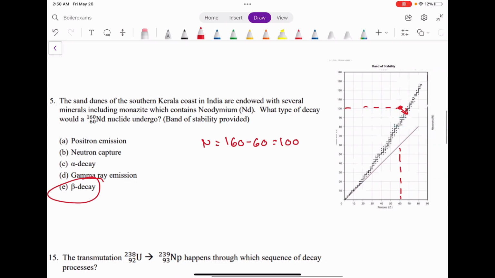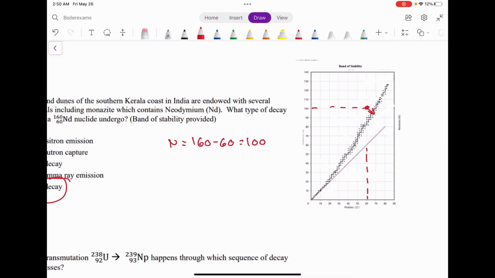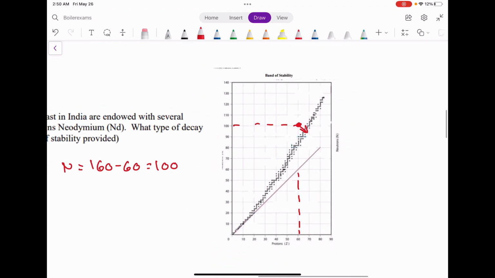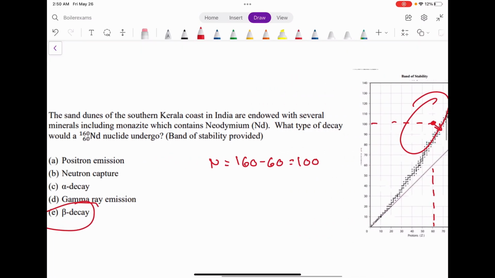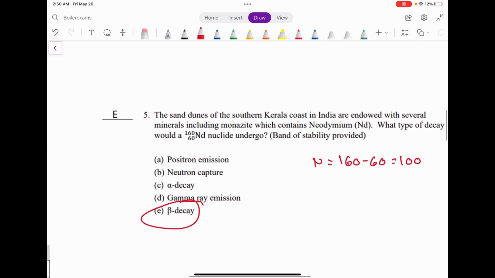And if we think about this logically for another second, if we do it more than just applying our relationships, being up in this region means we have too many neutrons. And beta decay, we know, converts neutrons into protons, which will lead us to that line. So E.